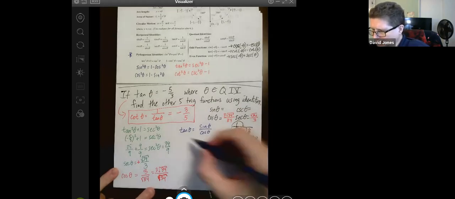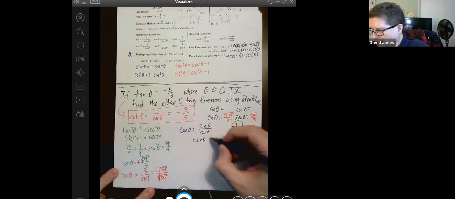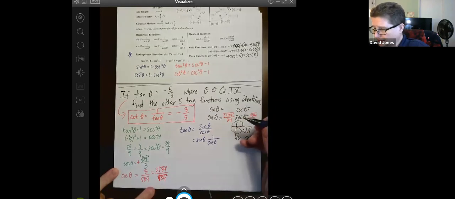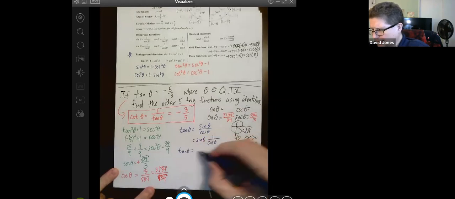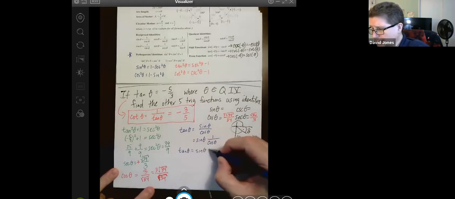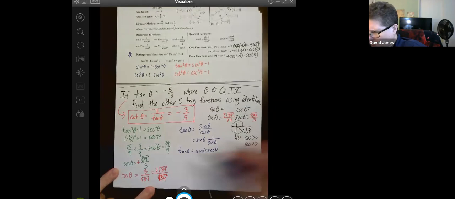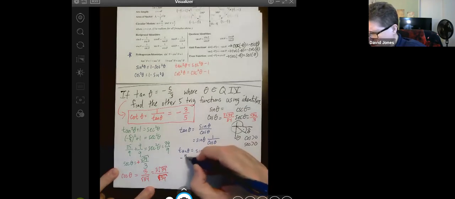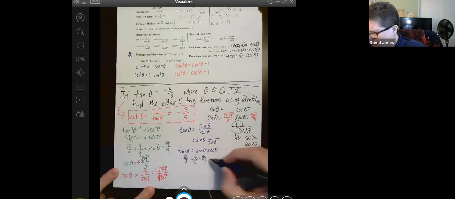Isn't that really, I could write this as sine theta times 1 over cosine theta if I wanted to. So tangent theta is sine theta times secant theta. All right. Well, tangent theta is negative 5/3 equals sine theta. We need that. Secant theta is root 34 over 3.